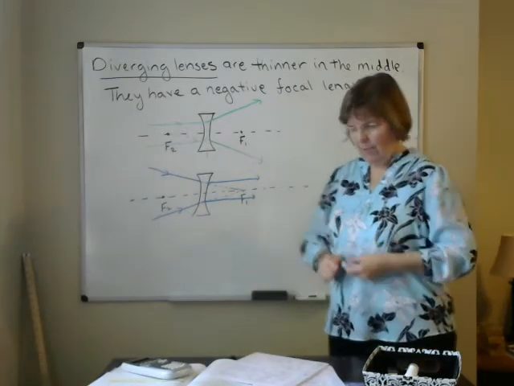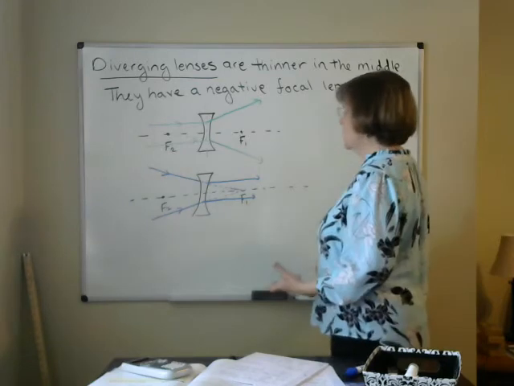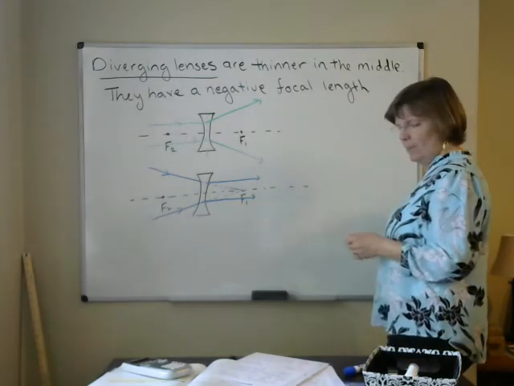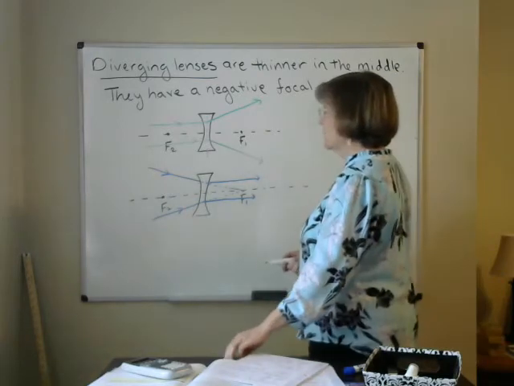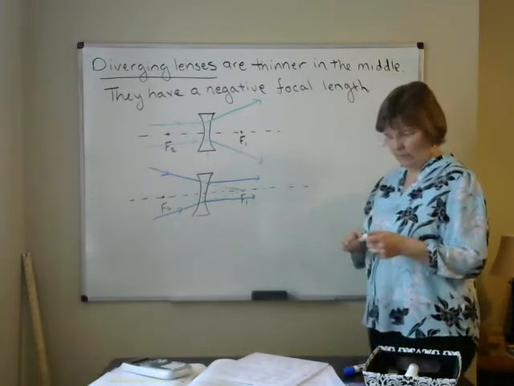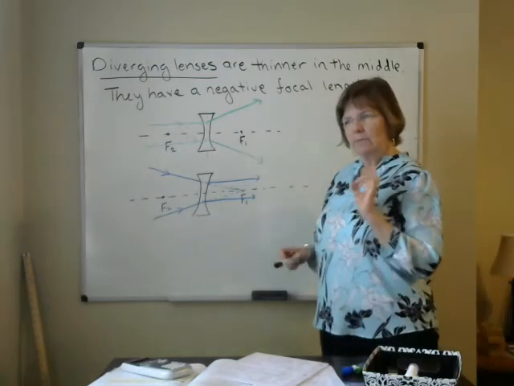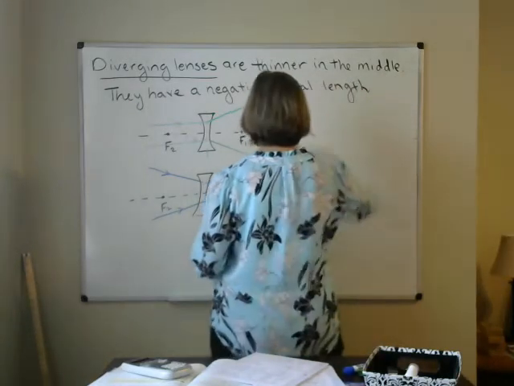I don't have a problem but we could make one up, but I don't think you'll have any trouble. The only thing you need to remember is if you have a diverging lens, your focal length is negative. Okay, that should take care of diverging lenses.